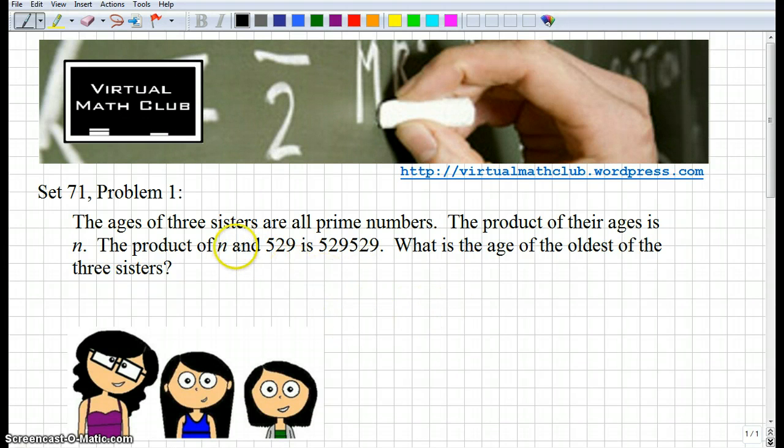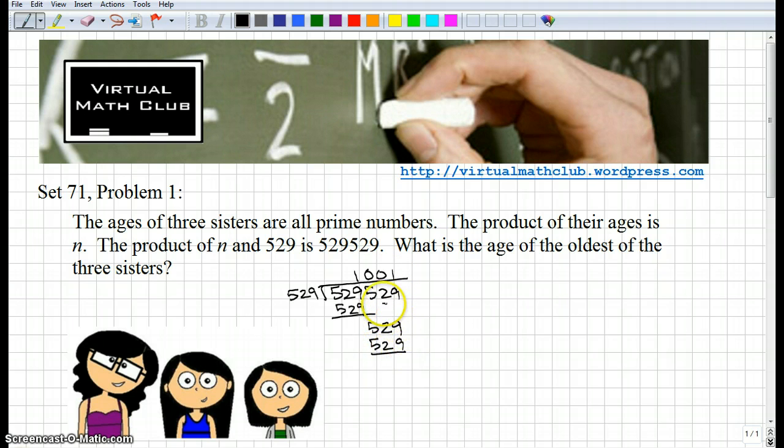All right, well, let's first of all find n. We can work backwards. If we multiply n by 529, we get 529,529. So if we divide 529,529 by 529, we'll get n. That goes in once, 529. Drop the 0, drop the 2, can't divide that, so that's a 0. Finally we get 529, that goes in once, and no remainder.